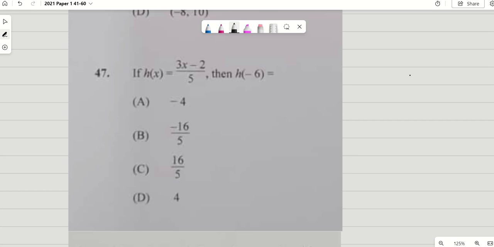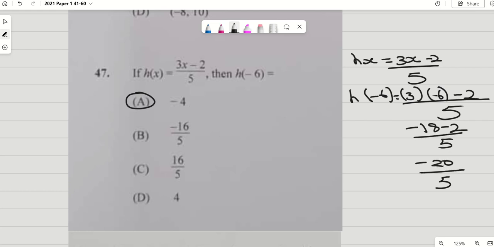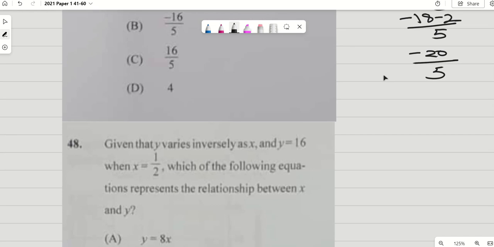Right? This question we already did. The answer is negative 4. Well, let's just go and see. Right? They told you h of x is equal to 3x minus 2 all divided by 5. They're telling you to find h of minus 6. That is 3 multiplied by minus 6 minus 2, all over 5. So 6 3s are minus 18, minus 2, all divided by 5, is minus 20 divided by 5. 20 divided by minus 5 is minus 4, and that is how you get this. This was repeated, I think, 2 times. Well, this is the second time so far.